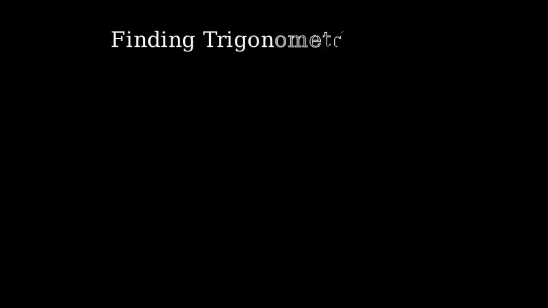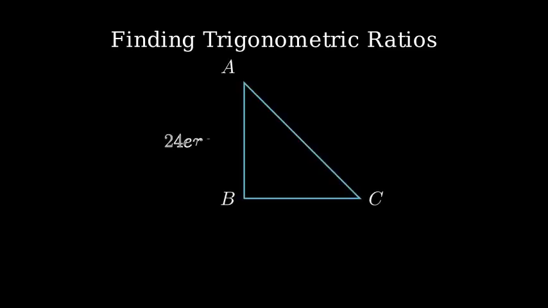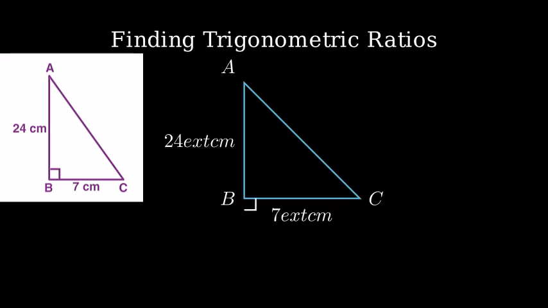Let's solve a trigonometry problem involving a right triangle. We need to find the sine and cosine values for angles A and C. Let's start by drawing our right triangle ABC. We're given that AB is 24 centimeters and BC is 7 centimeters, and we know it's right-angled at B.